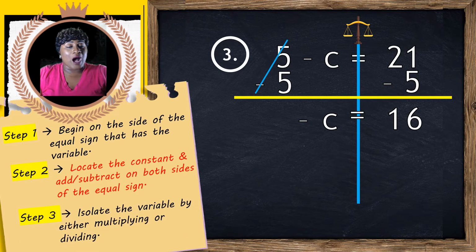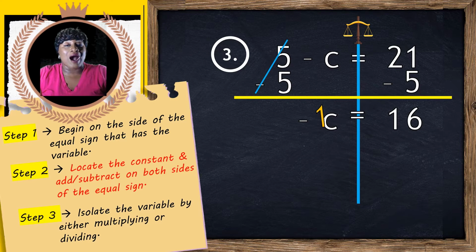Step 3, we will isolate the variable by either multiplying or dividing. We see that c is not alone because of that minus sign, which became a negative. So negative c, there is actually a number there. We know that there is an invisible 1 there to make negative c become negative 1c. Therefore, c is being multiplied by negative 1.